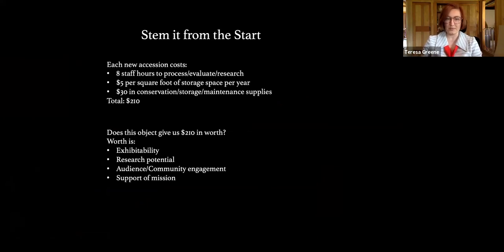So an example of something that we recently dealt with was a modern mass-produced souvenir that was not made in Vermont, but had the word Vermont on it. So if we look at what it costs to accession something, which I guessed at around $210, and then what we would use the object for, which would be not much because we already have other examples, we don't get the equivalent amount of worth from it, and that can stop the free love, accept everything that comes in the door mentality.